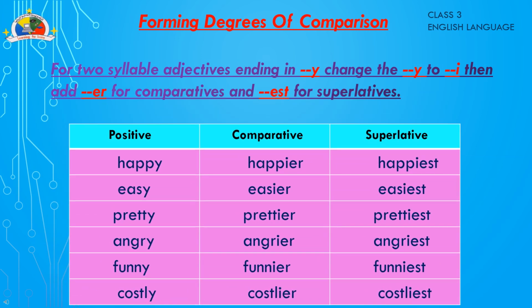For two syllable adjectives ending in y, change the y to i, then add er for comparative and est for superlative. For example, easy. Easy has two syllables. Now here y changes to i and you add er for comparative and est for superlative. So happy, happier, happiest. Easy, easier, easiest. Pretty, prettier, prettiest. Angry, angrier, angriest. Funny, funnier, funniest. Costly, costlier, costliest.